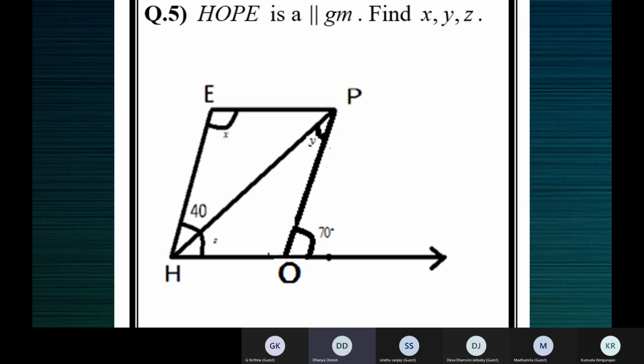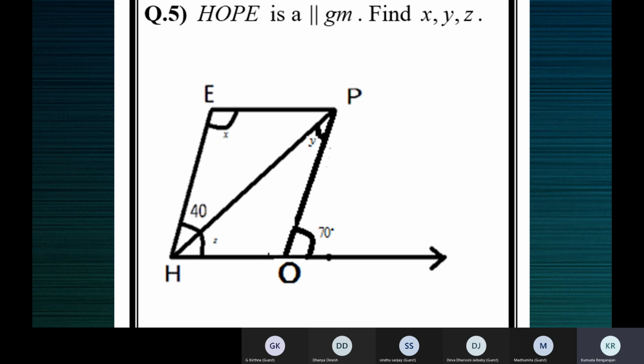Linear pair property, we subtract 180 minus 70. Don't start like that. So what is A plus 70 equal to? A plus 70 is equal to 180 degrees. Then A is equal to 180 minus 70, which is 110. So like that, we get A is equal to 110 degrees.